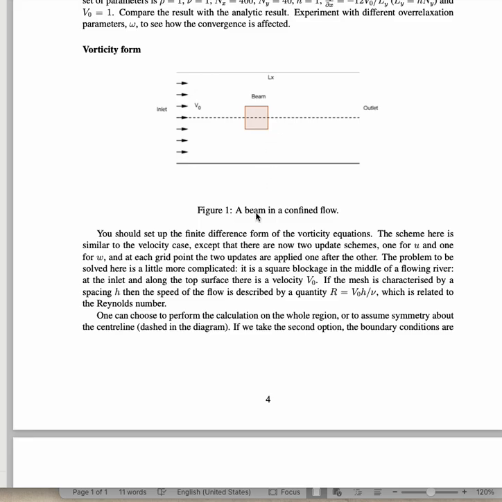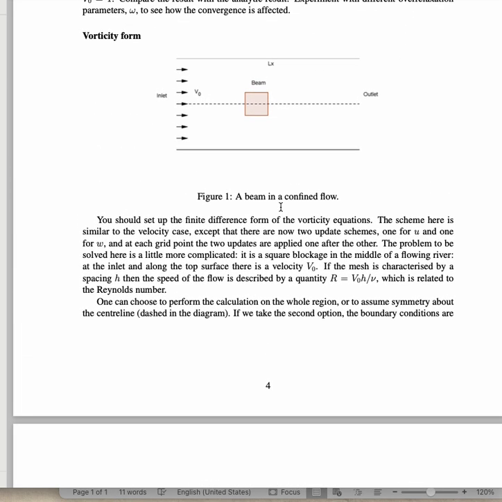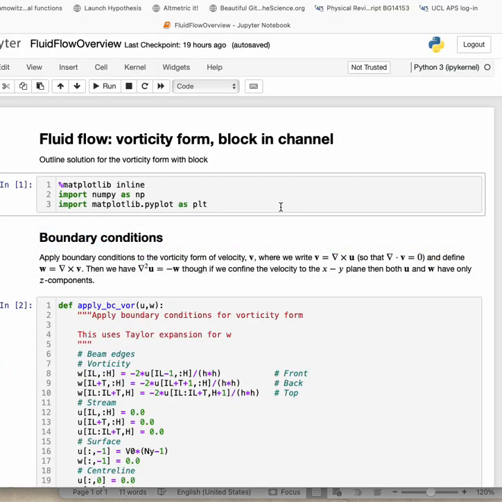Fundamentally, the difficulty of this problem is setting up the boundary conditions, and they're given some boundary conditions here. I'm not going to go into this in any detail because really that's not what we're wanting to do. What I'm wanting to do is give you the background so that I can show you how I go about writing a report. What I'm going to do now is show you the notebook that I created to do this.